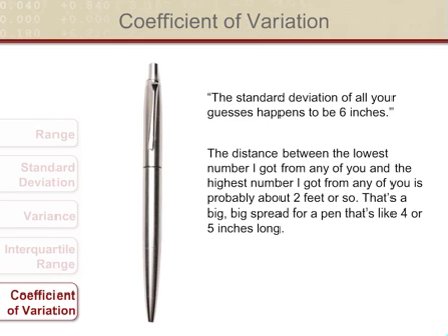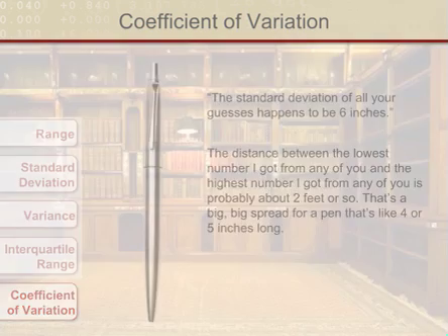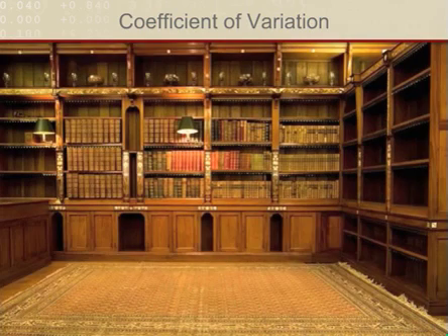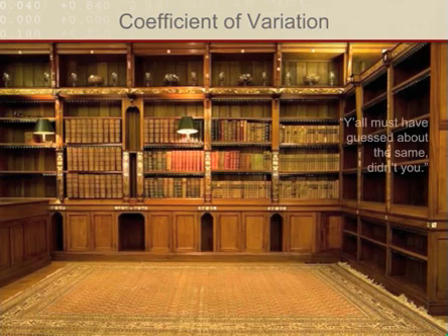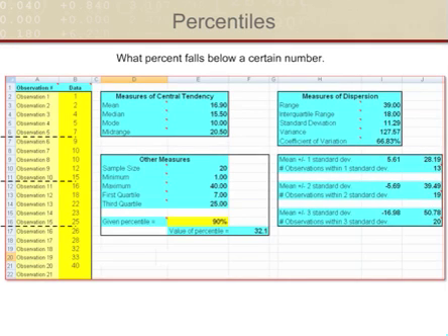On the other hand, if I asked y'all, how large is the room I'm standing in? And the room I'm in might be 40, 50 feet long. Now, if the standard deviation is 6 inches, you'd go, my God, y'all must have guessed about the same, didn't you? It's amazing how 6 inches could look so monstrous and yet so small. And it's all relative.